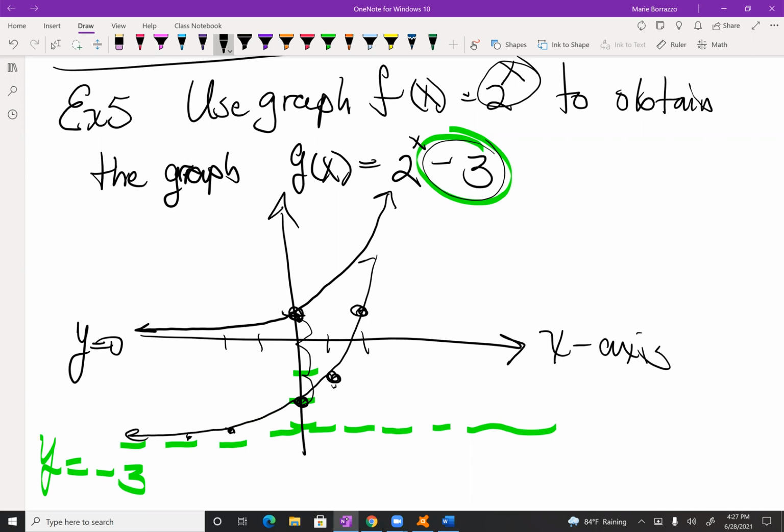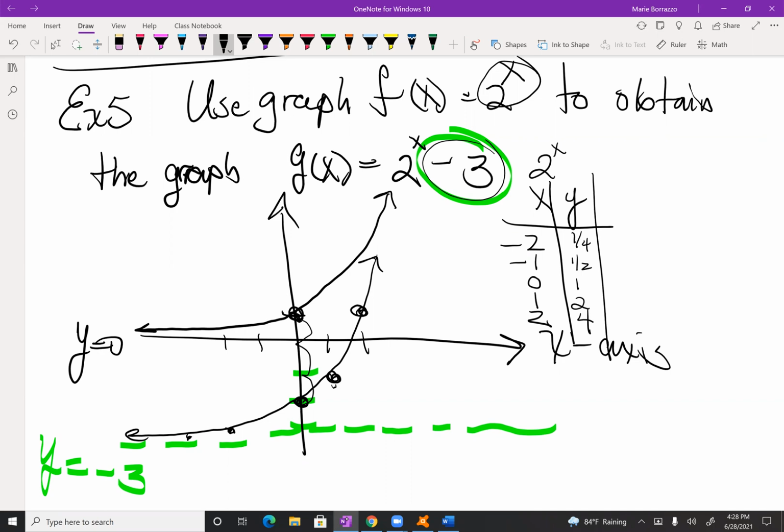All right, looking at the points, the original 2 to the x has xy coordinates, and I'm just going to do the x values from -2 to +2: -2, -1, 0, 1, 2. The original graph will give us 1/4, this gives us 1/2, this is 1, this is 2, and this is 4. The second y in green, consider it y2, which is the equivalent of 2 to the x minus 3. Notice that all my y's are now going down 3 values.